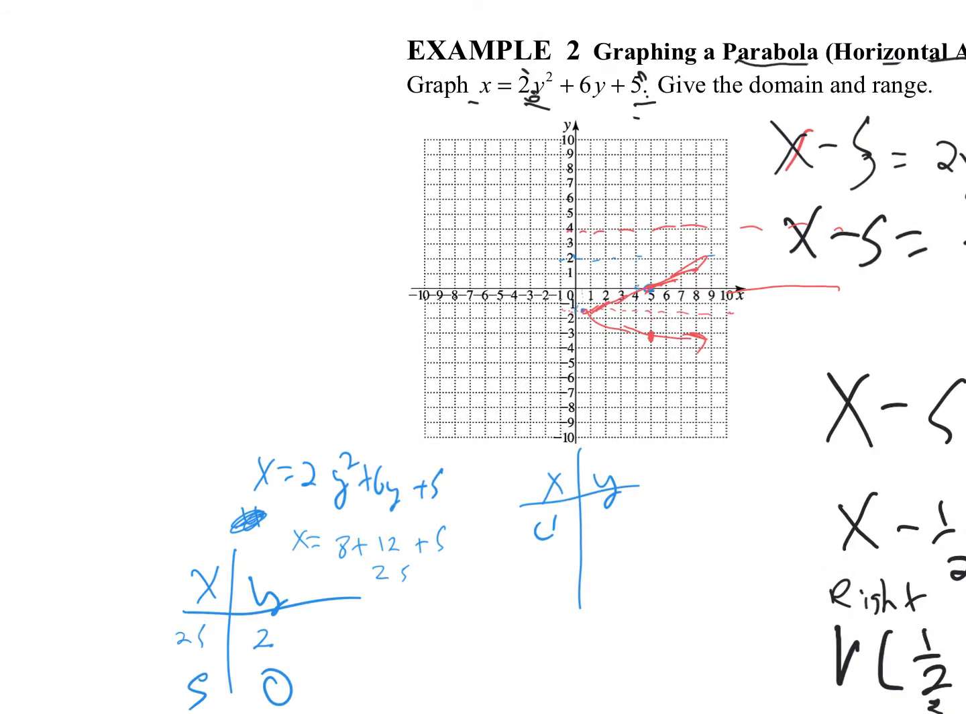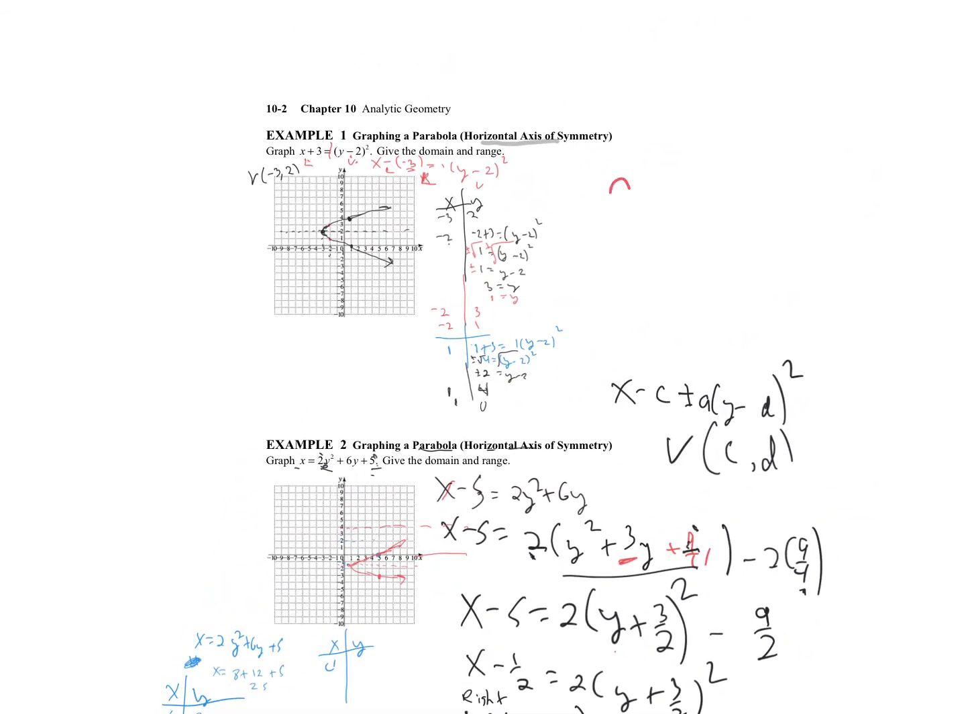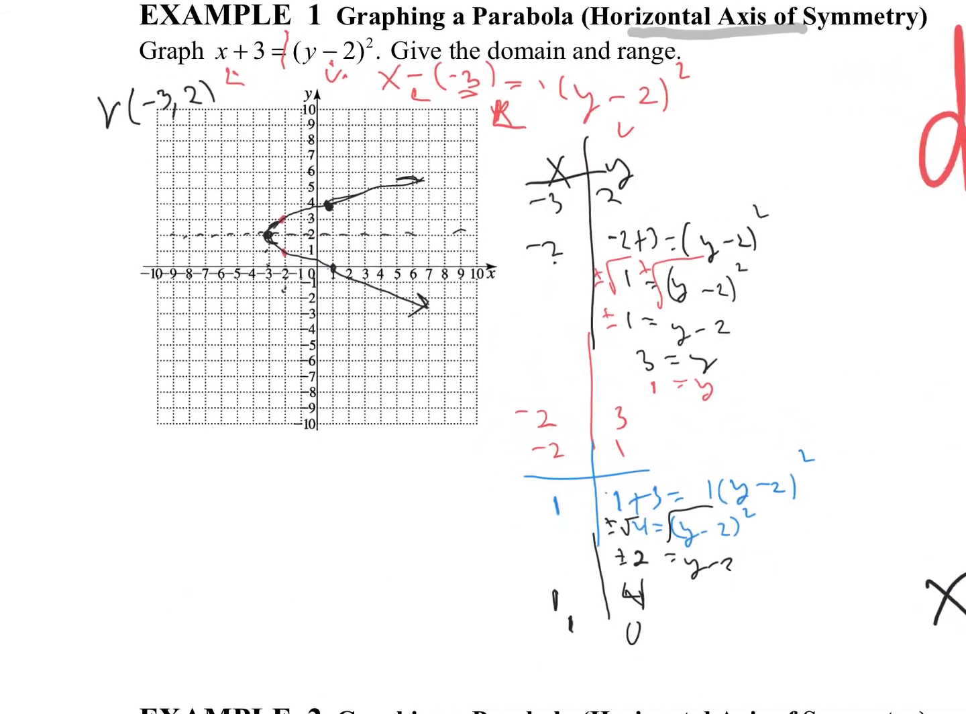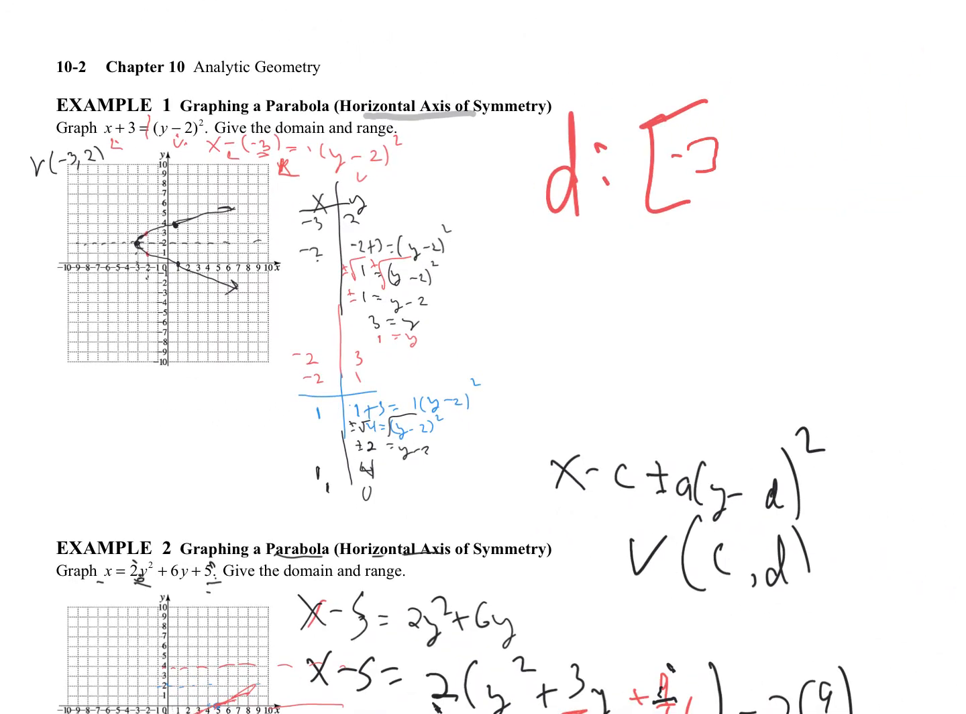Okay, I didn't talk about the domain for either of these problems, but I hope you can see it. The domain of that first one is all the numbers starting at the x value of the vertex, which was a -3. So it was -3 to infinity.